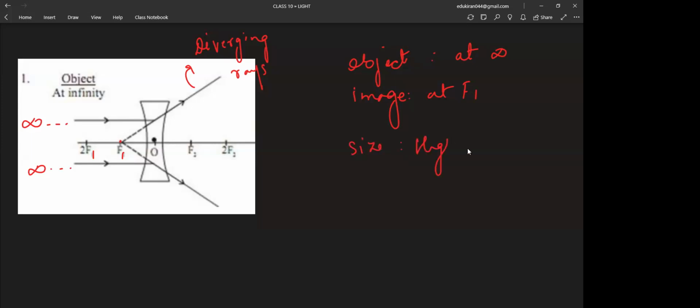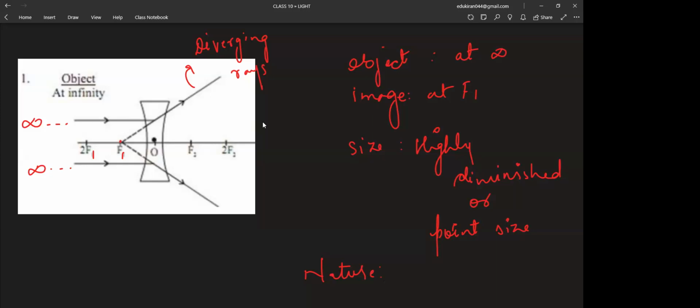Size is highly diminished, or you can even use the term point size. See here also you cannot see anything from the ray diagram. One thing, these are calculated experimentally, so from there we can conclude and we have the data.